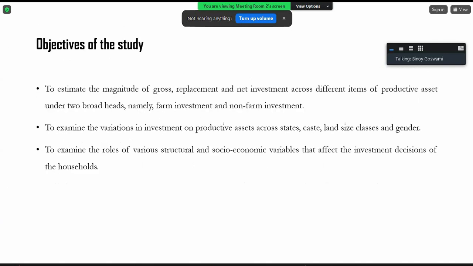Given this limitation of the existing literature, this study looks at both gross as well as net investment. So we estimate the magnitude of gross, replacement, and net investment across different items under two broad headings of farm and non-farm investment. Then we also look at the variation in investment on productive assets across Indian states, caste, land size classes, and gender of the head of the household. And then we finally identify the structural and socioeconomic factors that affect the investment decision and the extent of investment by the household. Next slide.